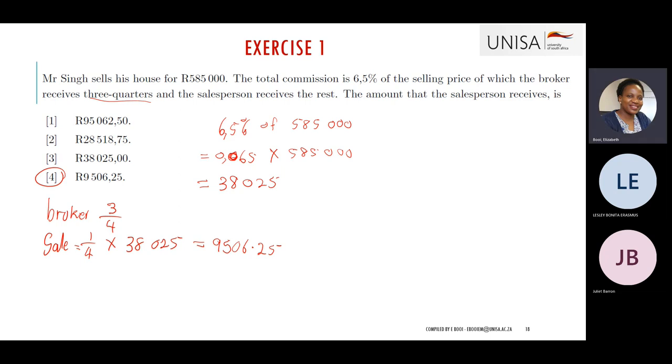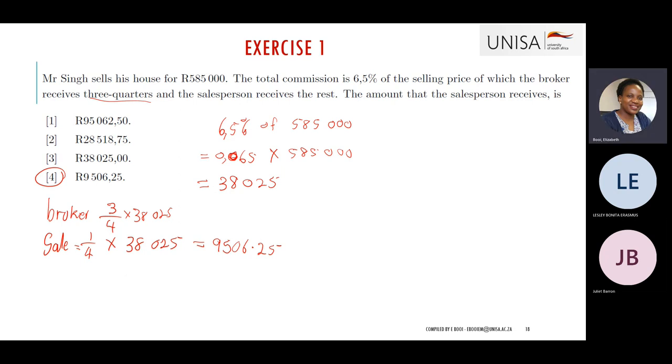If they were asking you to find how much the broker receives, you would just multiply 3/4 with 38,025, or you can just subtract 9,506 from 38,025, and that will give you how much the broker would receive. And that's how you will use percentages and ratios to answer questions in the exam or in your assignment.